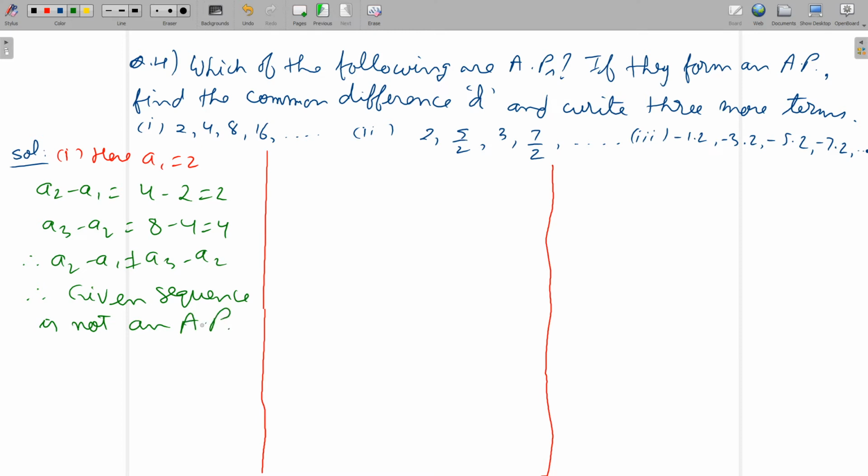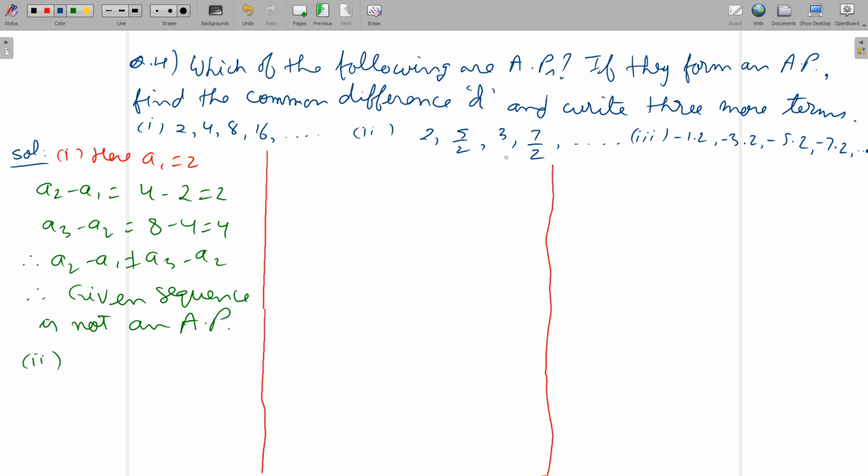And since it is not an AP, there is no question of writing the next 3 terms. Only if they form an AP do you have to write the next 3 terms. So now let us do the second part for this one. Second part, we will do the same.